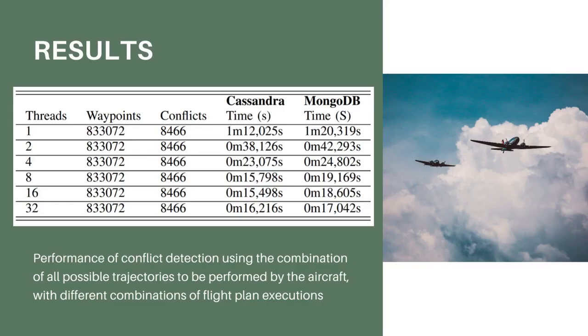And now we can see the results for the conflict detection test. From the table, we can see that when 32 threads were used for detecting conflicts in more than 830,000 waypoints, both databases successfully detected more than 8,000 conflicts in less than 18 seconds. This shows the performance of conflict detection using the combination of all possible trajectories to be performed by the aircraft, with different combinations of flight plan executions.